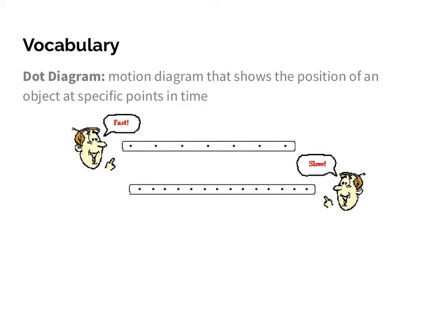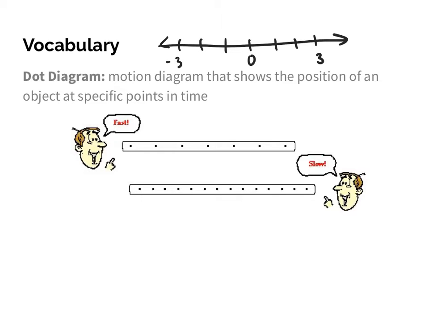A dot diagram is literally what you see in these pictures. We're going to make use of dots, and think of this as almost like a number line you might have seen in math class, with 0, 1, 2, 3, and 1, 2, 3 in the negative realms. A dot diagram is going to locate the position of an object that's moving through certain points of time.